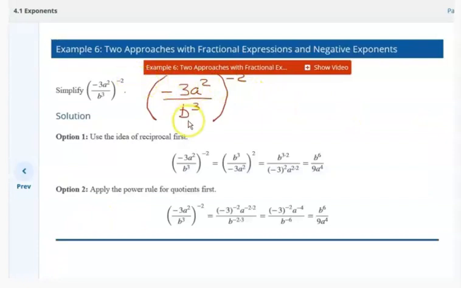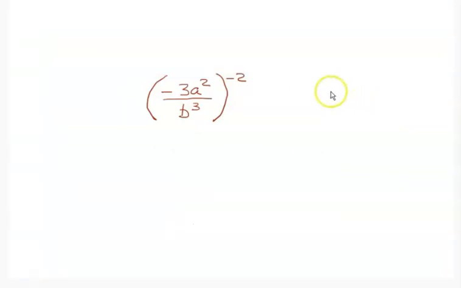And for example 6, we'll work this one out for you in some detail so you can see how the protocol would be. Go to our whiteboard, and we're going to first flip this. So this will become b to the 3rd in the numerator and a negative 3 a to the 2nd in the denominator, but this now becomes to the 2nd power.